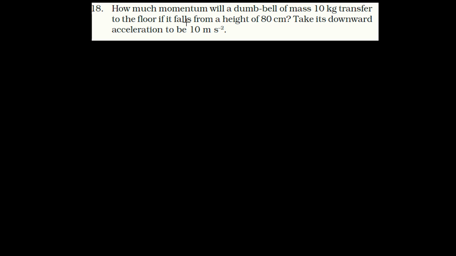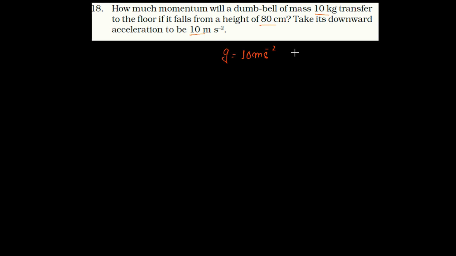So what this question is saying is: how much momentum will a dumbbell of mass 10 kg transfer to the floor if it falls from a height of 80 centimeter? Dumbbell means what we use to exercise with in the gym, right? Take the downward acceleration to be 10 meter per second square. Always remember that downward acceleration is also known as gravitational acceleration, and it is always represented by g. It is given as 10 meter per second square.